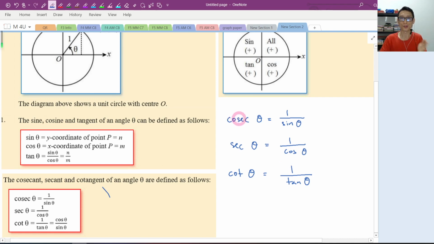But for cosecant and secant, some students will always get confused and mix up these two. If you have this problem as well, you can think this way. Just look at the third letters. S, 1 over sine. C, 1 over cos. T, 1 over tangent. So remember, cosecant is 1 over sine, secant is 1 over cos, and cotangent is 1 over tangent.